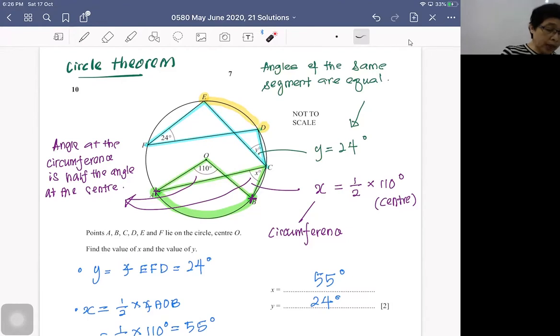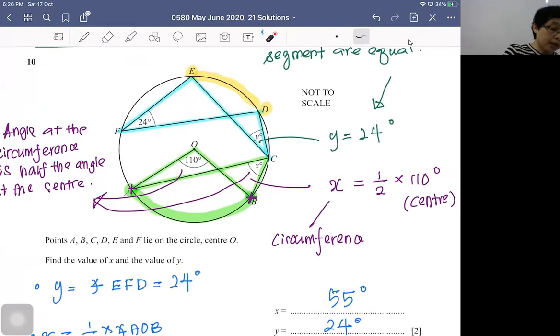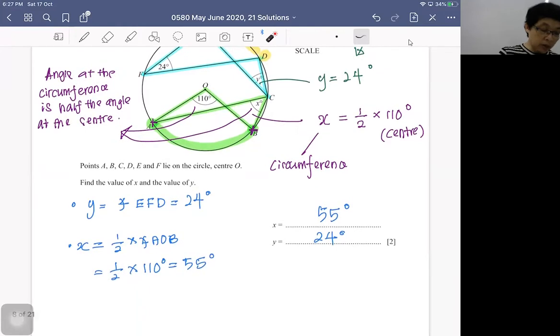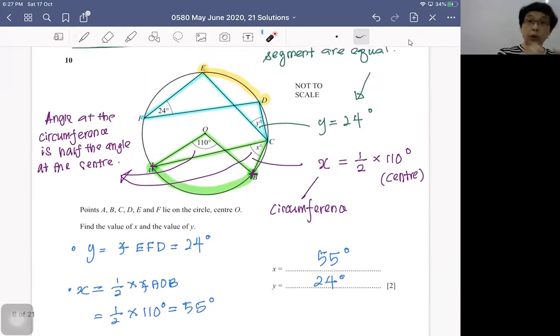Then you notice the 110 is the angle at the center, and that gives us from the circle theorem that the angle at the circumference is half the angle at the center. That's why I put in the 2 arrows there: this x, which is the angle on the circumference, is half the angle of the one in the center. Therefore, you take half, multiply 110, and comfortably get x equals 55. Done.